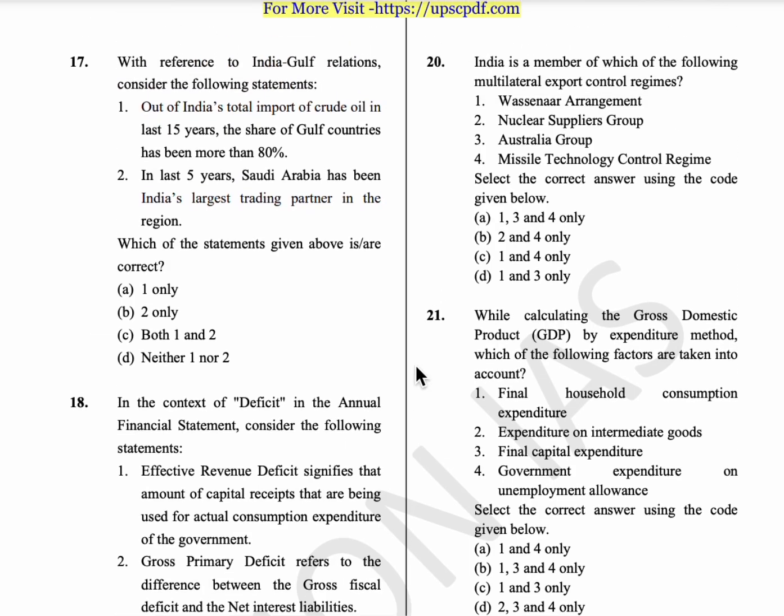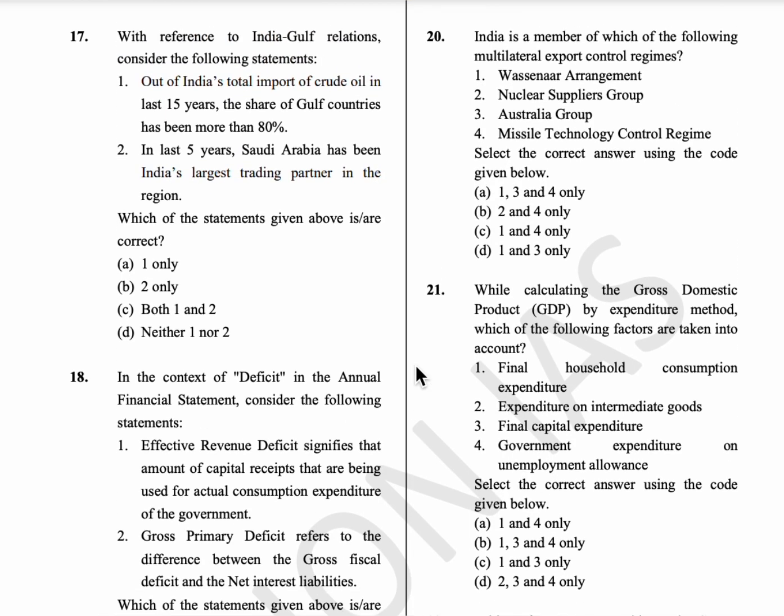20th question. India is a member of which of the following multilateral export control programs? Here India is a member of Wassenaar Arrangement, Australia Group, Missile Technology Control Regime. So India is a member of all these, option A. But it is not a member of Nuclear Suppliers Group because India's membership in the Nuclear Suppliers Group is constantly blocked by China and other member countries. So India could not be the member of the Nuclear Suppliers Group. So except two, all are correct.